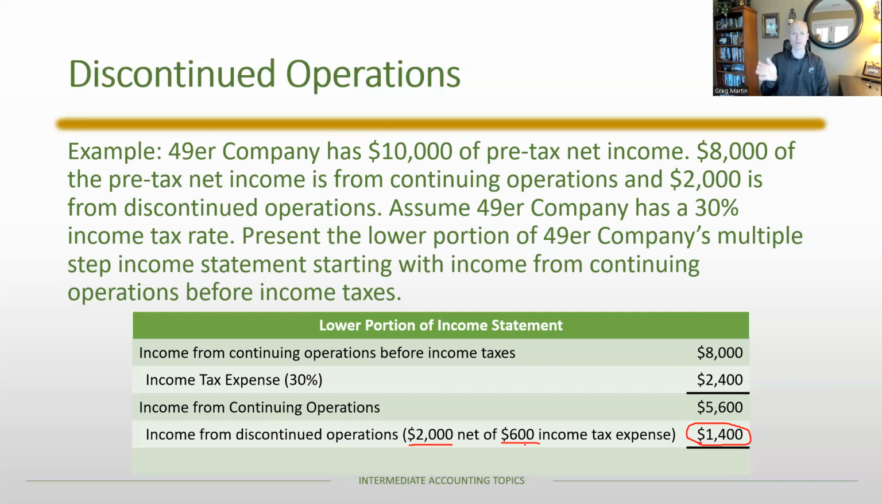If you remember from last time, we had that intra-period tax allocation. This is the tax allocation for continuing operations, and this is the tax allocation for discontinued operations. That net number is the gross income less the income tax expense for that income, for a net of $1,400. Together, that gets us to our net income of $7,000, which is 70% of 10,000. So it doesn't change our net income. It just changes the way we break it down: continuing as one piece, and discontinued operations as another piece.